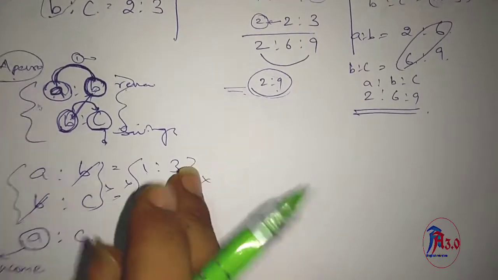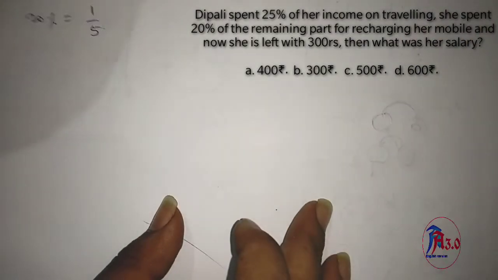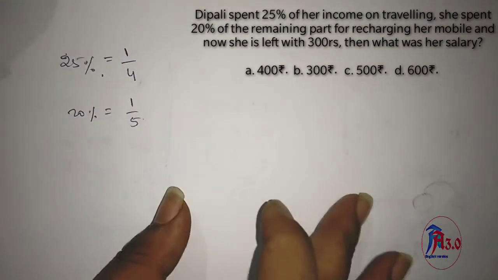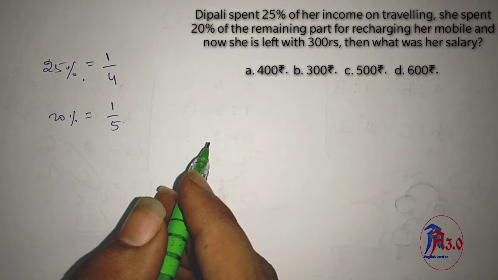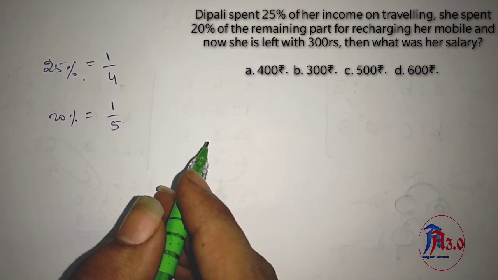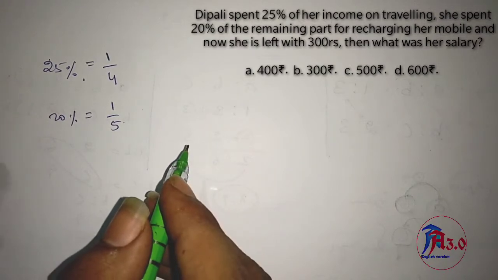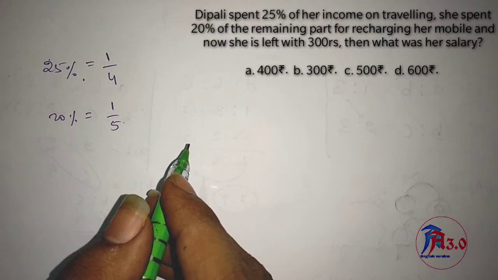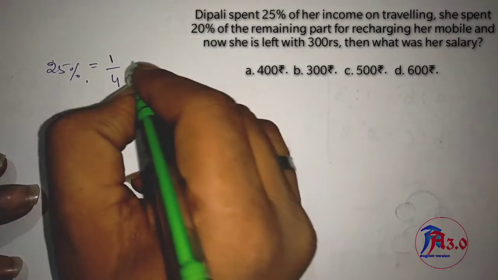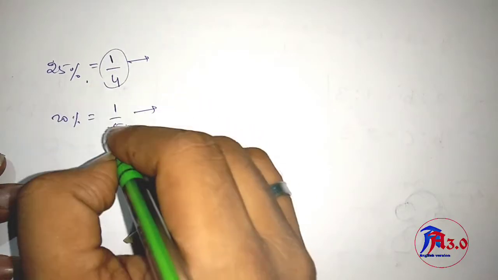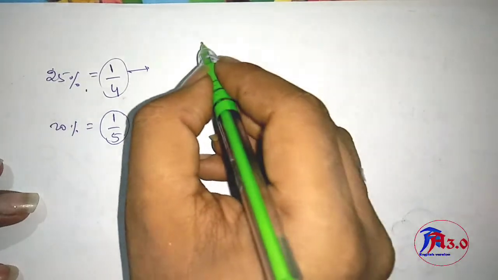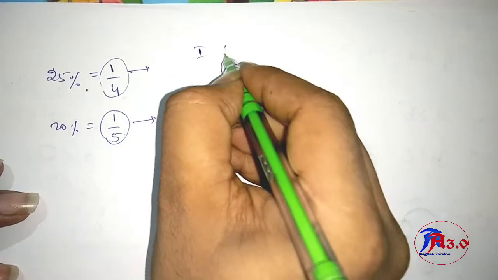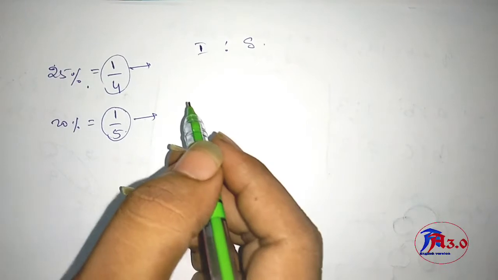And what was the question? I think you have written it in your notebooks, so I'm trying to solve the question. Deepali spent 25 percentage of her income on traveling. She spent 20 percentage of the remaining part on recharging her mobile, and now she is left with rupees 300. That means her savings. Then what was her salary? Let us try to take the fractions into ratio forms. Here the question is asking about income and savings directly, so I will take the ratio of income and savings, not expenditure.